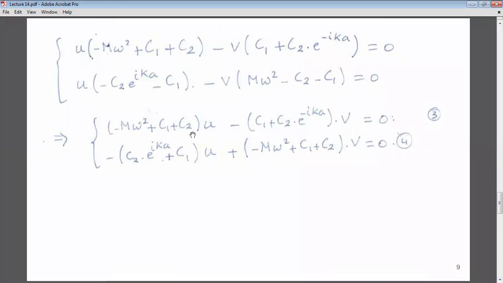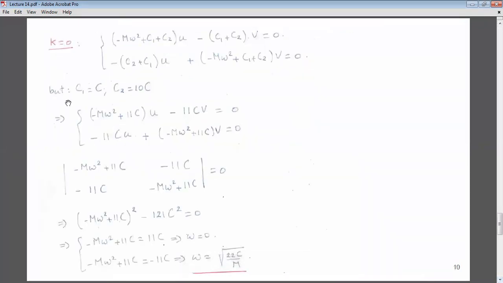I just write them a little bit differently here, that is by putting the u on one side and v on the other side. And then I have to get the determinant. So these are the equations 3 and 4. And in order to find the solution, I have to find the determinant here.